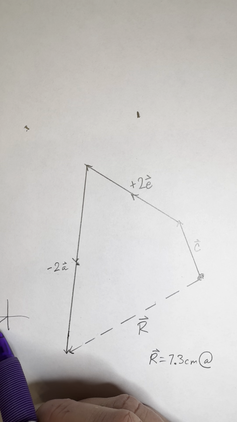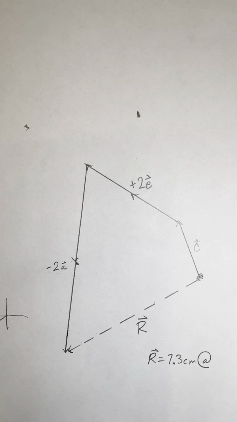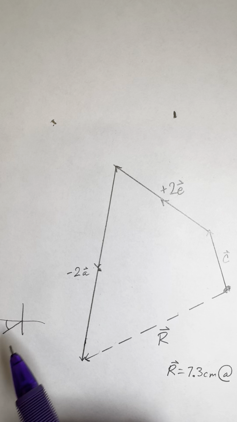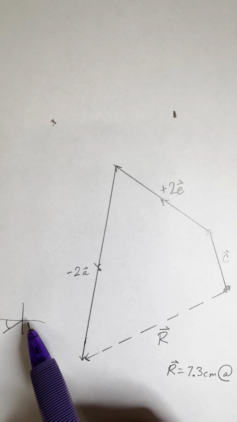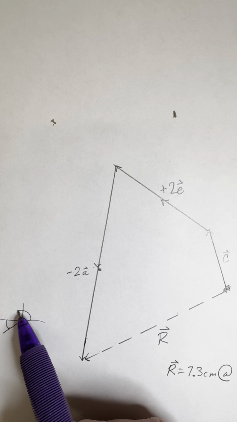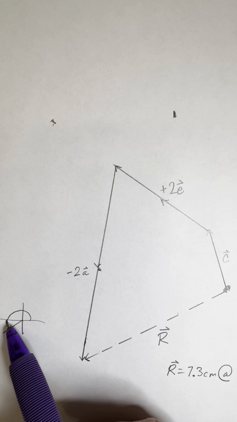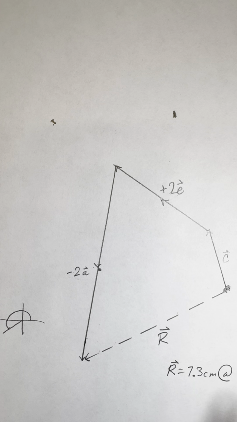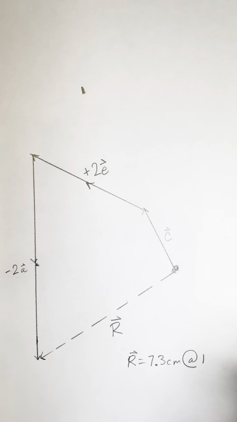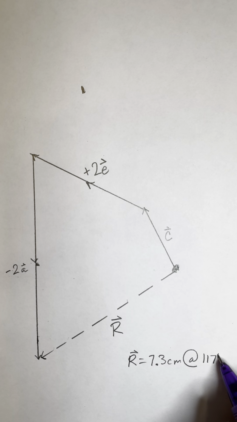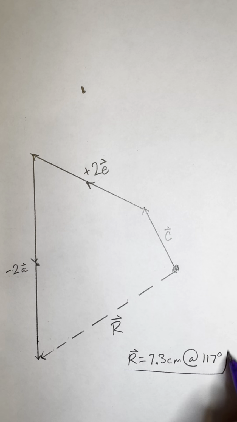That 37 is right here. Oops, you can't see that. That 37 is right here. So the angle is actually going to be a 180 plus that 37 that I had. So 180 plus 37 is 217 degrees. All right, that is my resultant.